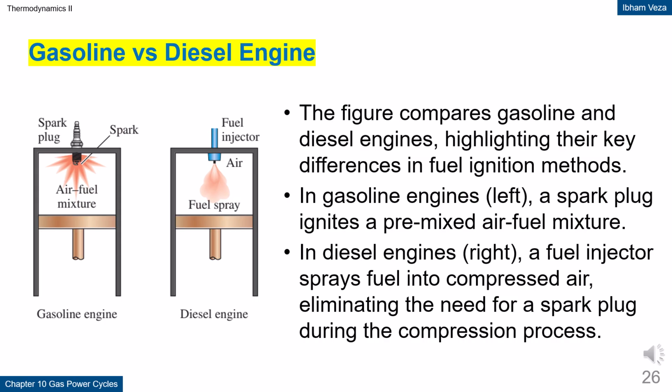In a diesel engine, fuel is injected into hot, compressed air and ignites automatically. This difference leads to different thermodynamic cycle characteristics. Ideally, gasoline engines are analyzed using the Otto cycle, while diesel engines use the diesel cycle.